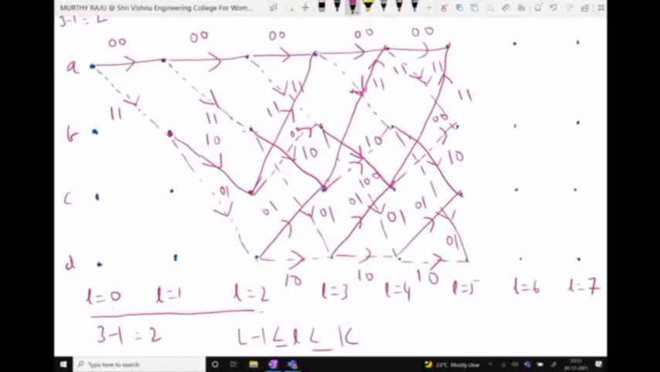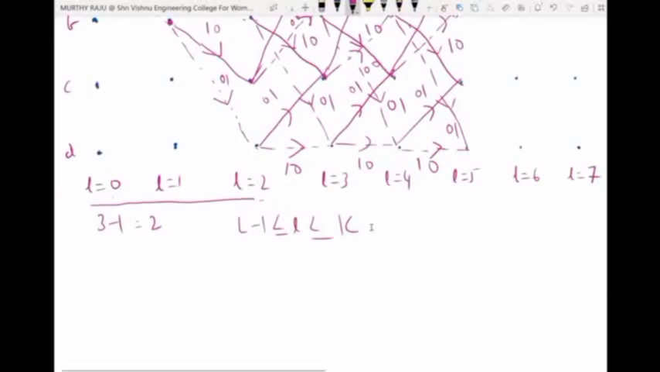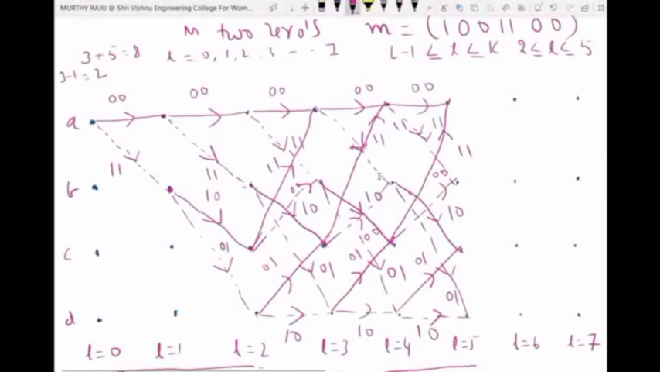That means L minus 1, 2 less than or equal to L less than or equal to 5. From this, L is equal to 2, L is equal to 3, L is equal to 4, L is equal to 5. The Trellis structure is periodic in nature and covers all the states.